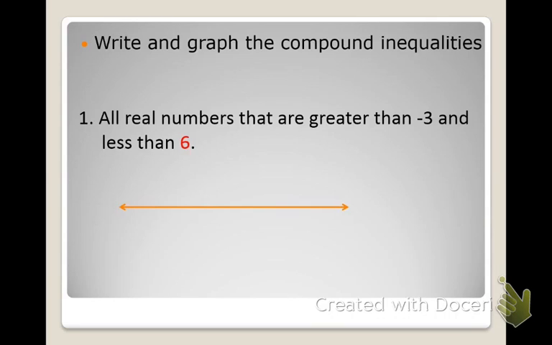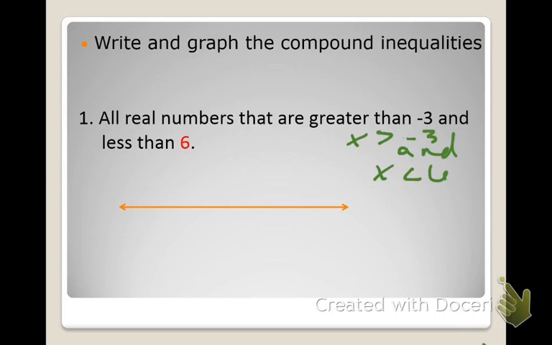If we're concerned with all real numbers that are greater than -3, so x can represent all numbers that are greater than -3, and all numbers that are less than 6, then you could write it like this. So x is greater than -3 and x is less than 6.